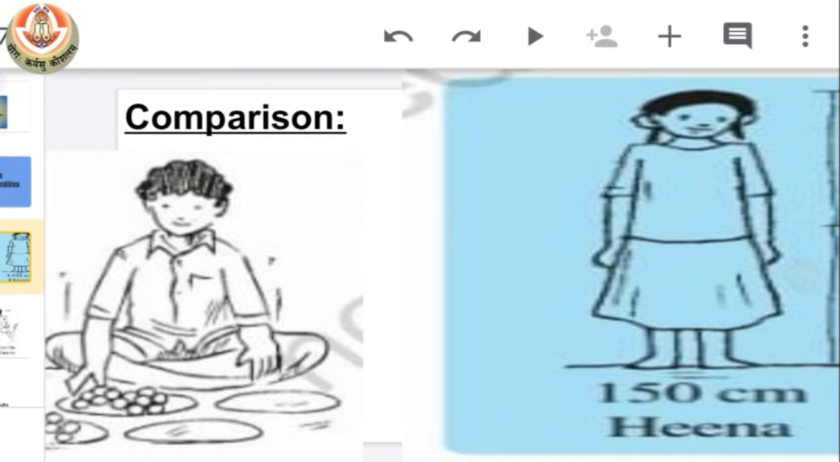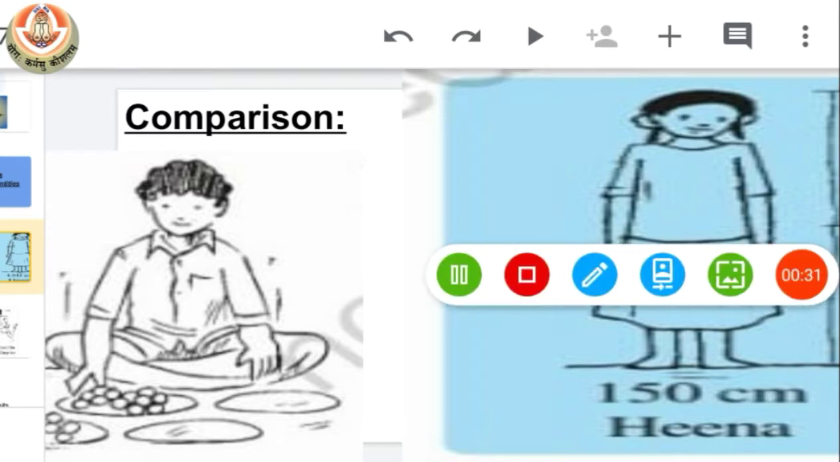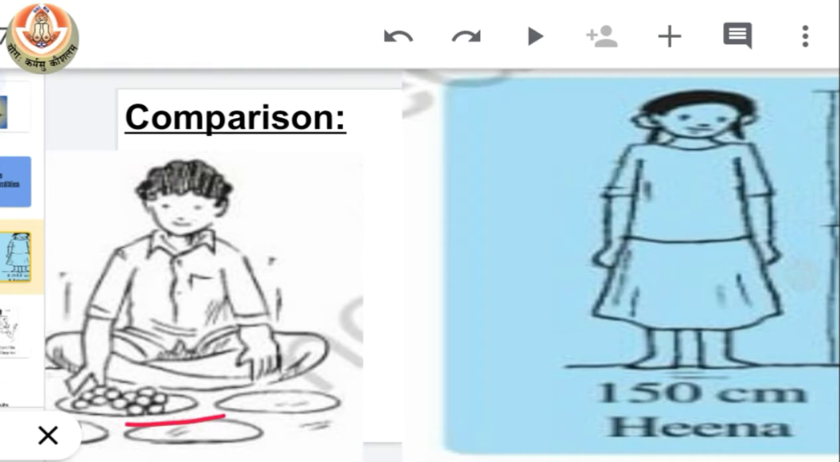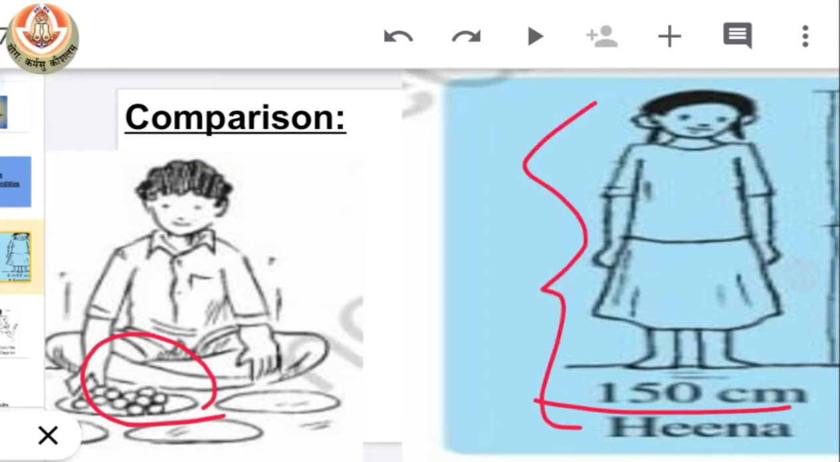So you can see here that there is a boy eating laddus and there is a girl whose height is given as 150 centimeters. So could a comparison be possible between the number of laddus eaten by the boy and the height of the girl Hina? No, right? Because the comparison should be between the same unit or in the same field.